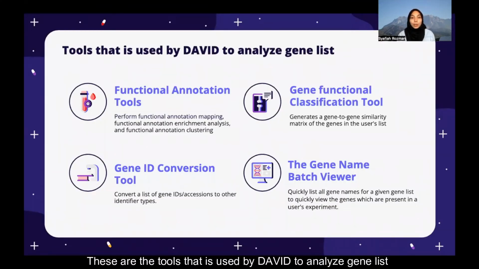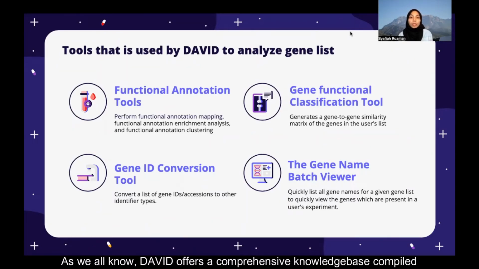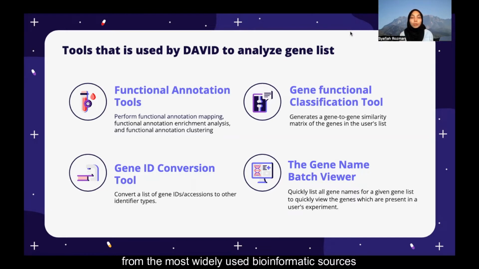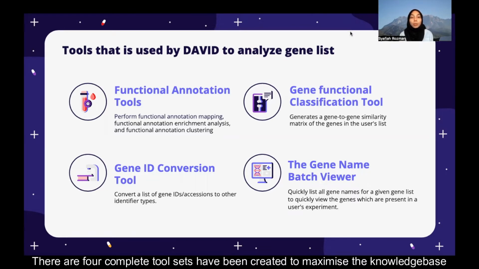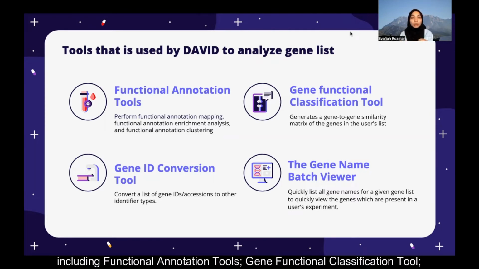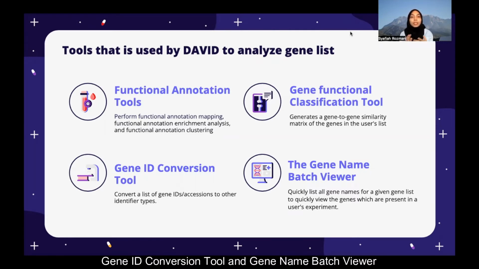These are tools that are used by DAVID to analyze gene lists. As well known, DAVID offers a comprehensive knowledge base compiled from the most widely used bioinformatics sources. There are 4 complete tools that have been created to maximize the knowledge base, including the functional annotation tool, gene functional classification tool, gene ID conversion tool, and gene name batch viewer.